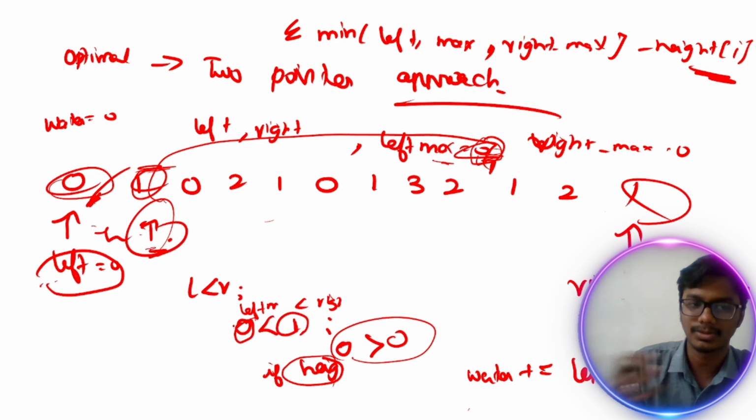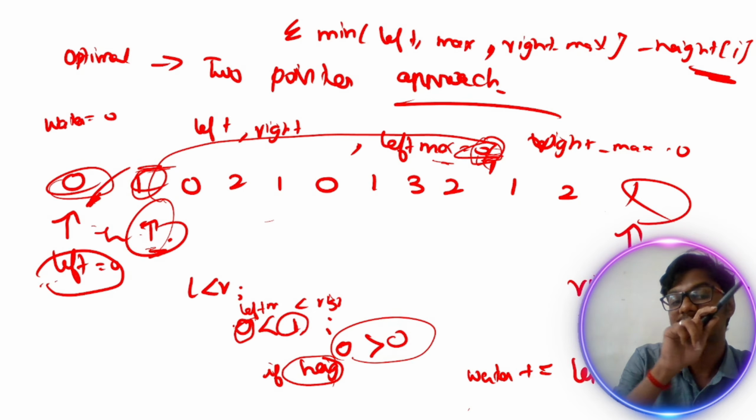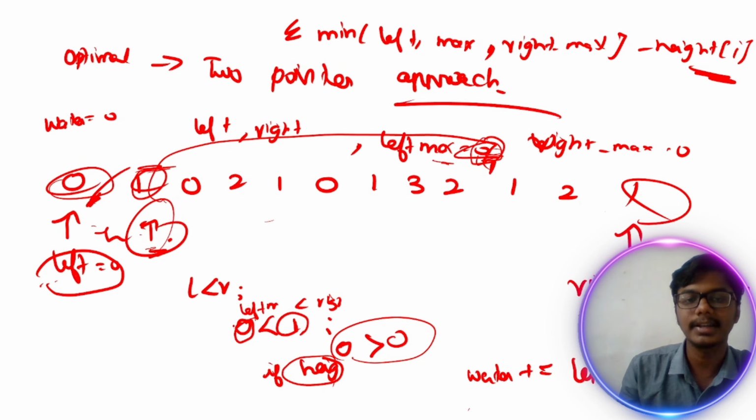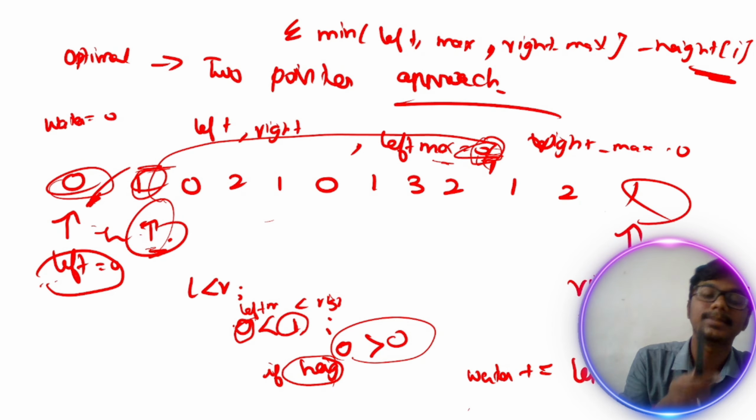I'm just happy to share all those comments. So I'm just simply checking 3 conditions. First of all, let me check if left is less than right. I'm just simply checking the height of left and comparing it with the height of right.